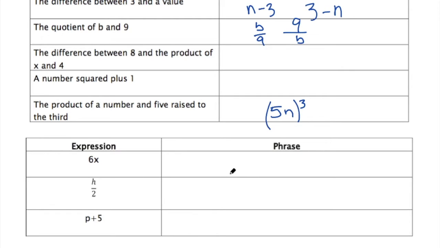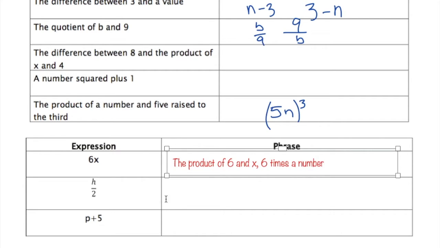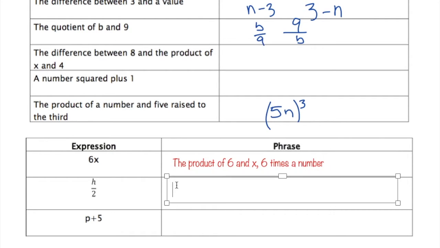We can go backwards. 6x, how can we write that? We can write it a couple of different ways. We can write it as the product of 6 and x. We could also write it as 6 times a number. Both of those are acceptable.